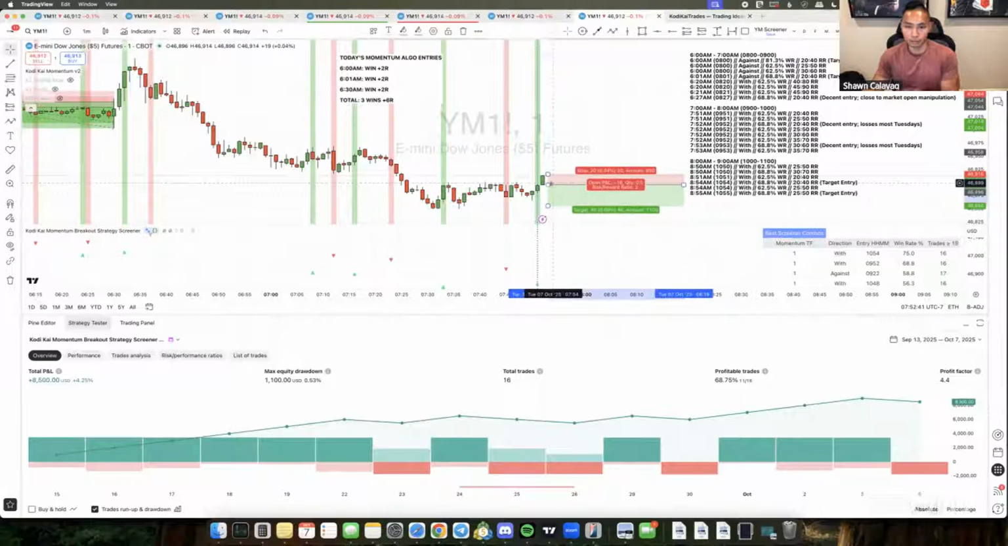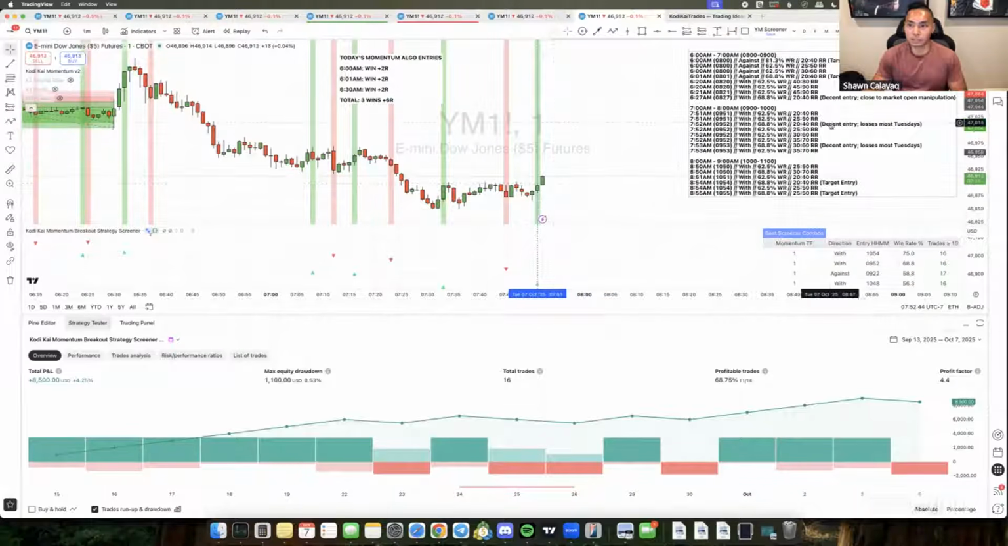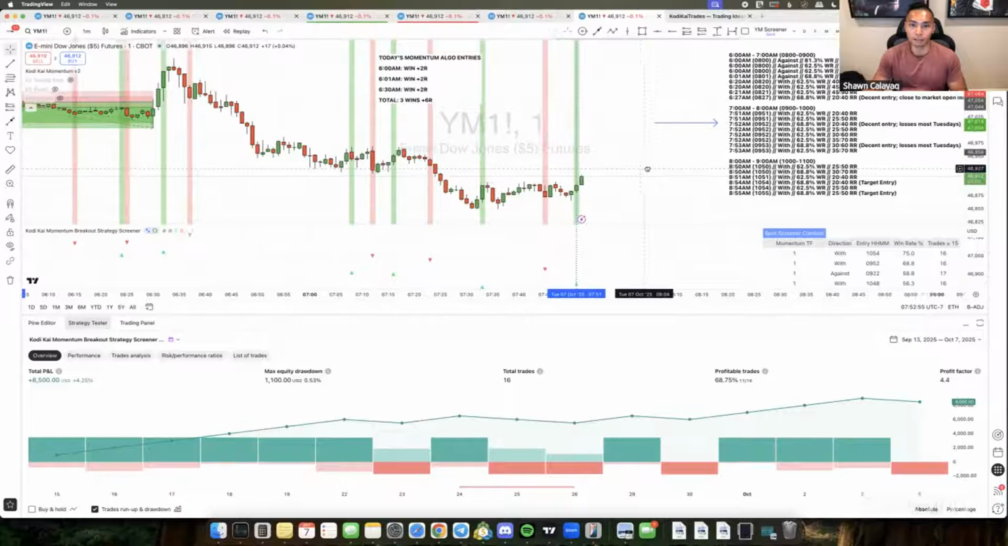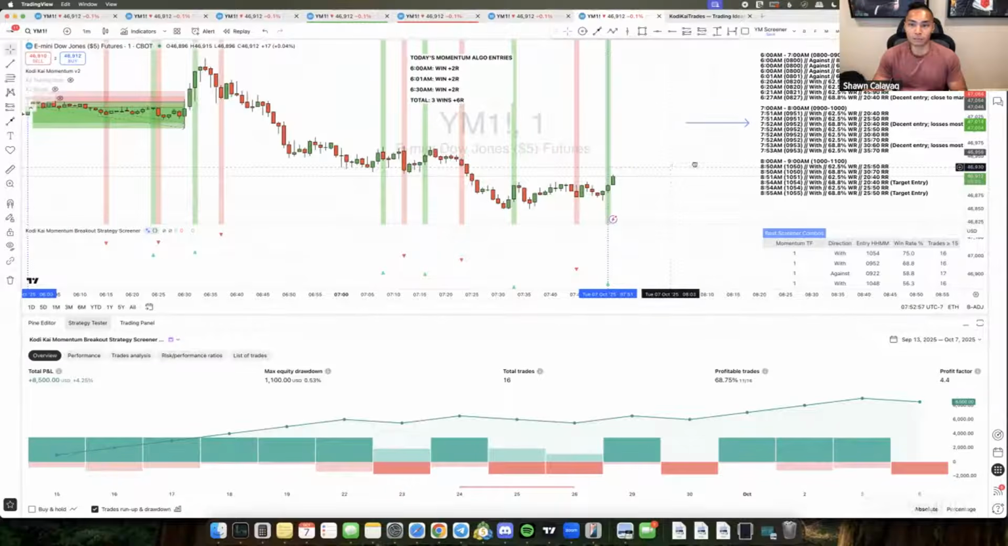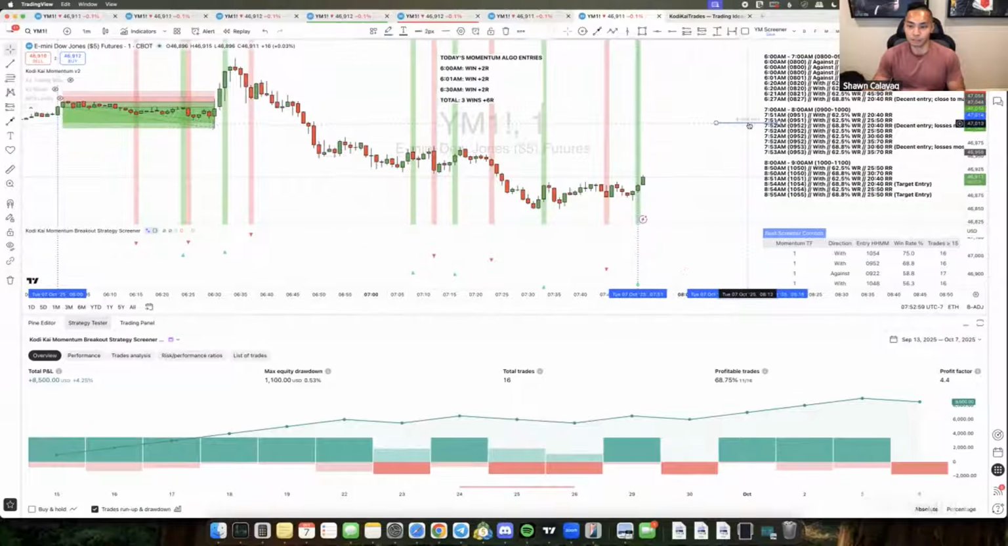So good thing that we skipped that trade there. Like I said, it was a decent entry, but it loses most Tuesdays. So the stats over here, this is what we talked about. I said if this trade loses every Tuesday, probably not going to take it because it's probably going to lose again. The odds of it winning for you this one Tuesday is not very likely. So I didn't take that trade there, of course.